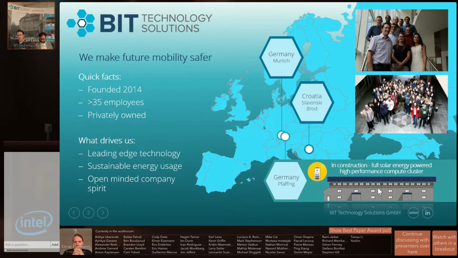And our stake is also to do that with a footprint that's sustainable, and that's also a reason why we are constructing and building up our own data center, which is fully solar powered. We have a second site in Croatia where there are a lot of engineers and folks assisting us.